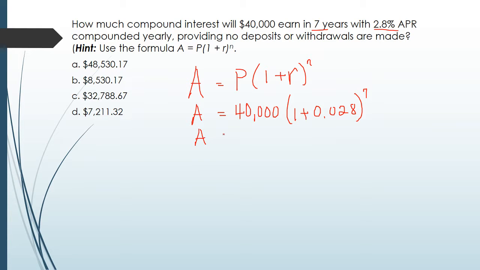So we have A equals 40,000 times parenthesis 1 plus 0.028 equals 1.028, still to the 7th power, right? So that's PEMDAS, P parenthesis. E stands for exponent. So what we need to do is evaluate that exponent. So if you plug into your calculator 1.028 to the 7th power, you should get a very, very long number.